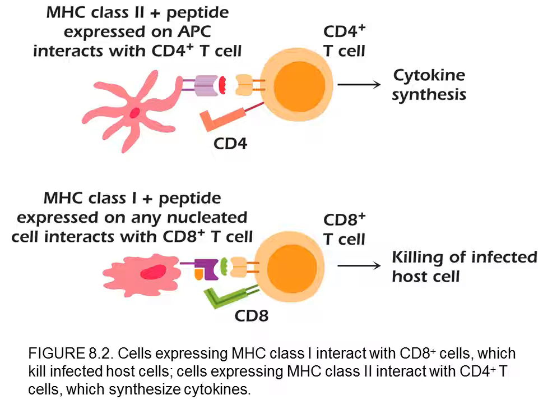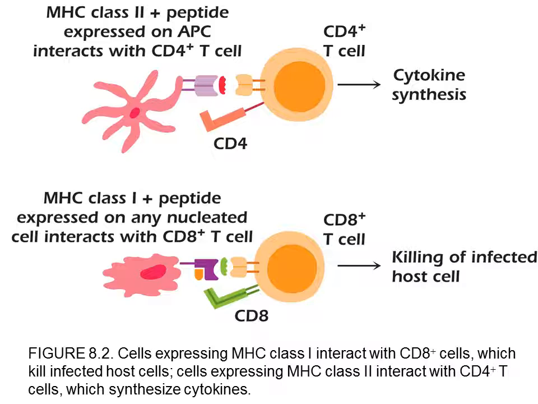Okay, so class 2 basically can talk to CD4. So it's like 2 plus 2 is 4. It's a mnemonic that you can remember: 2 plus 2 is 4. And 1 talks to 8. And then 8 interacts with that. And then there is an action.